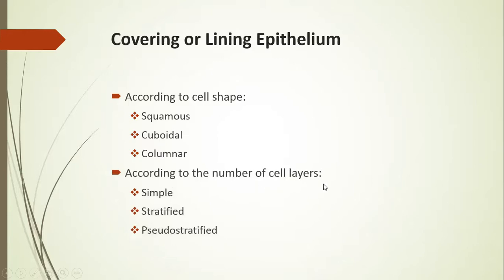According to the number of cell layers, you can classify it into simple epithelium, consisting of a single cell layer, stratified epithelium consisting of 2 or more layers, and pseudostratified epithelium. It's still a simple type of epithelium, but it appears as if it is stratified due to the arrangement of the nuclei at different levels.